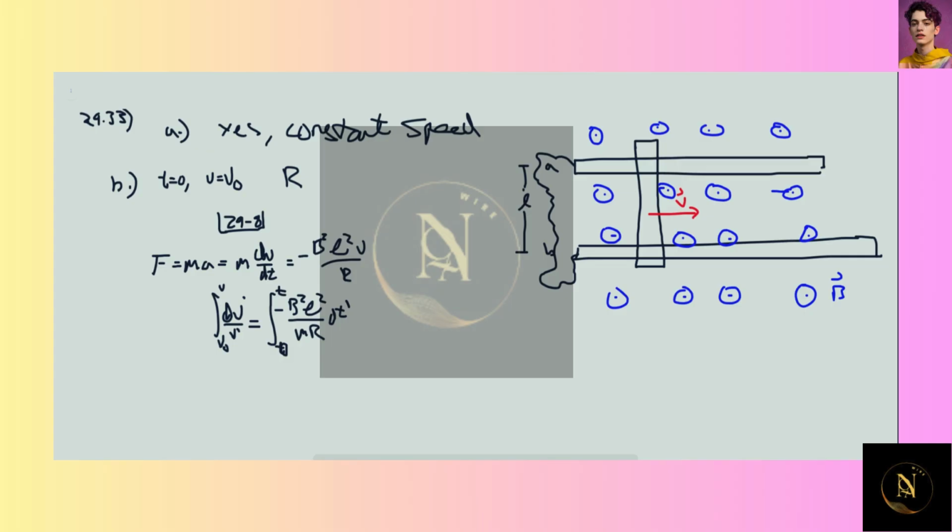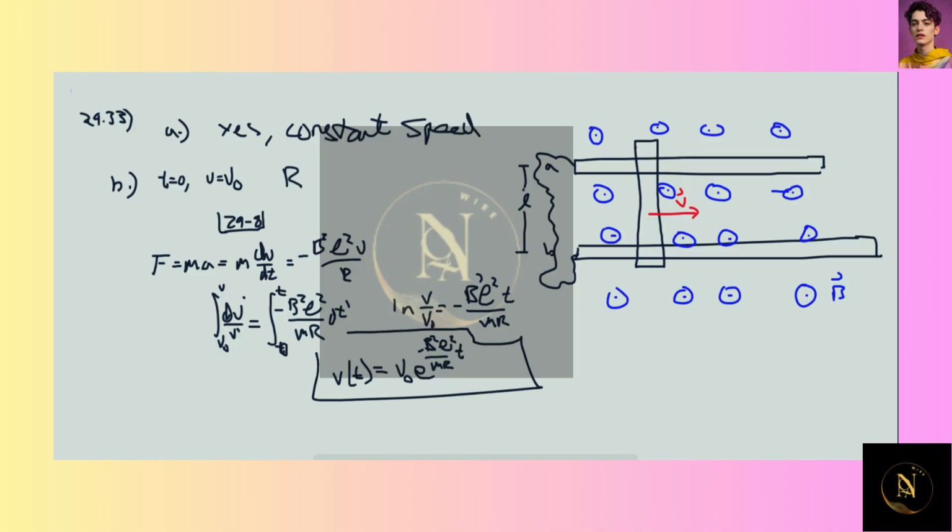And what we're left with here is ln of v over v naught equal to negative B squared L squared t over mR. Now we can just solve this for v and see that v of t is given as v naught e to the negative B squared L squared over mR t. Cool. So now we have the velocity as a function of time.